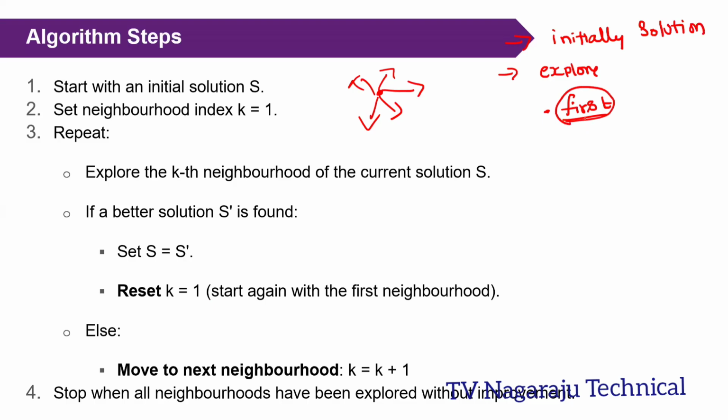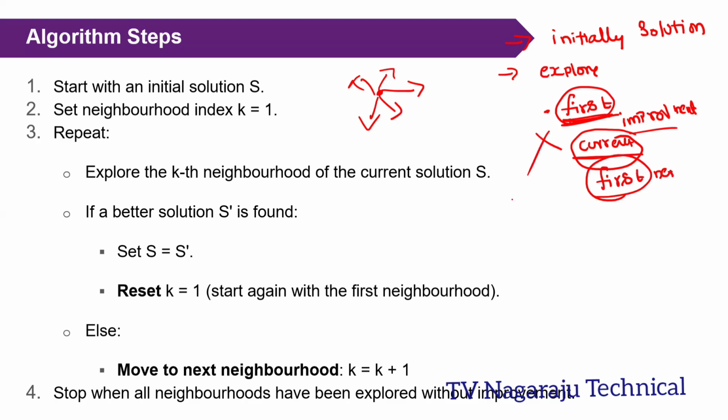After exploring, if an improvement is available, if suppose I am exploring this one and an improvement is available, then I update my current solution. Whatever node I am exploring becomes my current solution. Again, the same procedure. Once I change the current solution, again explore the first neighborhood. The same process is repeated. Now, if this fails, what does fail mean? After exploring the first node, there is no improvement.